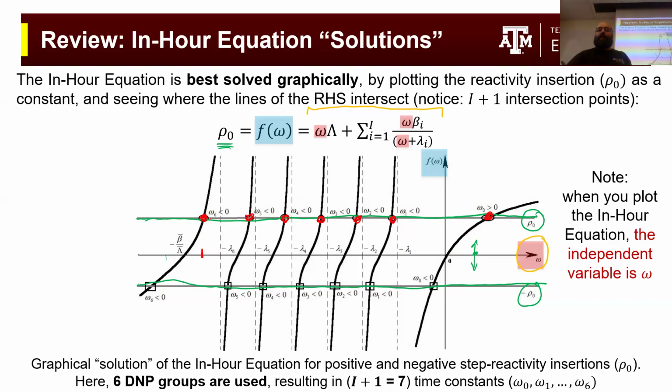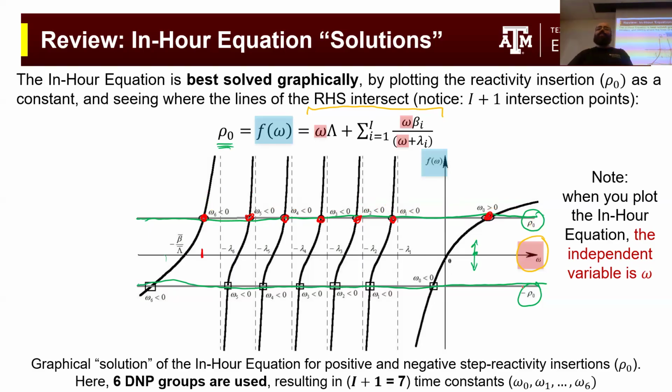These are what my time constants look like if my reactivity insertion is positive. I have I plus 1. This is a model with 6 delayed neutron precursor groups, so capital I is 6, and I have I plus 1, which is 7 total time constants. Six of them are always going to be negative. Omega 6 through omega 1 are always going to be negative, and then omega 0, one of these time constants, is going to be positive if my reactivity insertion is positive.